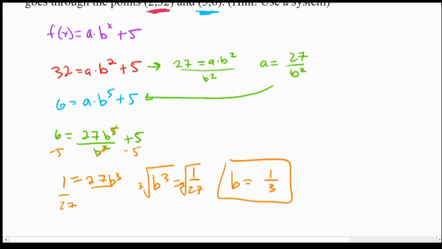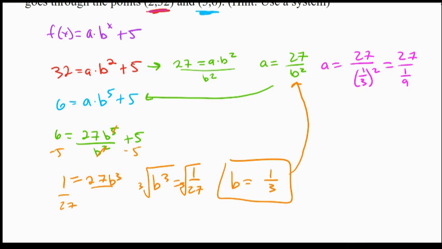So now that I know b as a number, I can plug that in to find my a value. So this one here, I have a equals 27 over 1/3 squared, which becomes 27 over 1/9. And then when I multiply 27 times 9, I believe that's 243 as my a value. And so final step here is just to go back and plug in the a and b value.